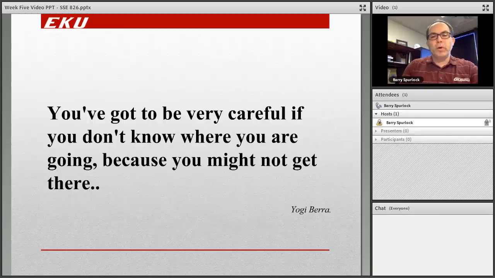I love quotes, and this is one of my favorites from Yogi Berra. It says, you got to be very careful if you don't know where you're going, because you might not get there. Evacuation, shelter in place, certainly is no exception. If we don't have a well-developed evacuation, shelter-in-place procedure, it could prove disastrous, or if certainly not fatal, for some of the folks that those procedures are designed to protect.